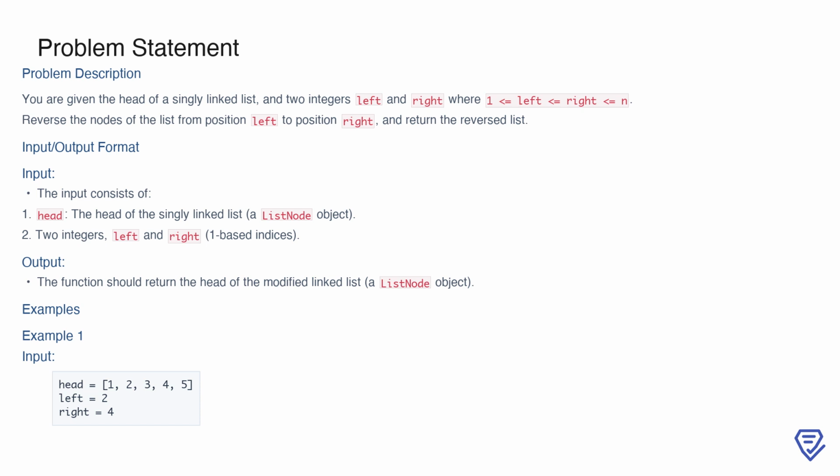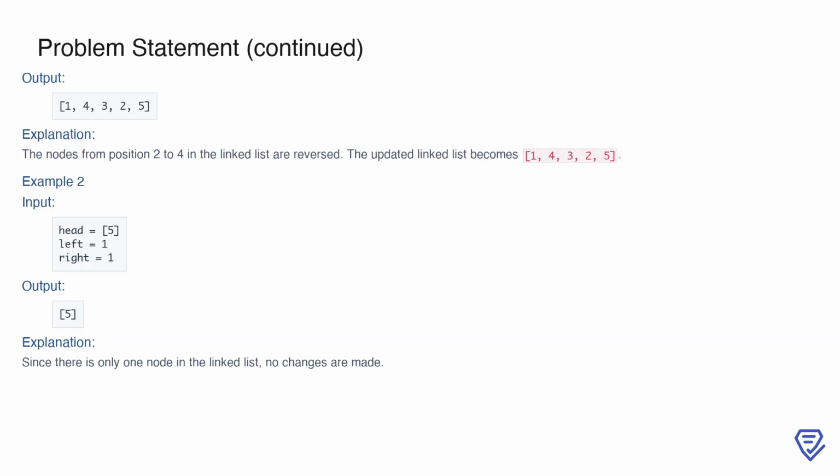For the input format, you'll receive the head of the linked list, a list node object, and the two integers left and right. The output will also be the head of the updated linked list after performing the reversal. Let's consider some examples to clarify.